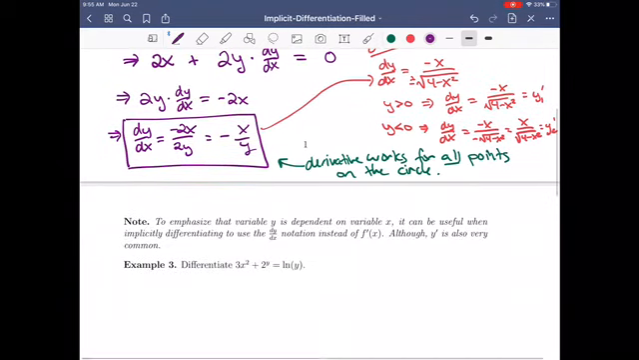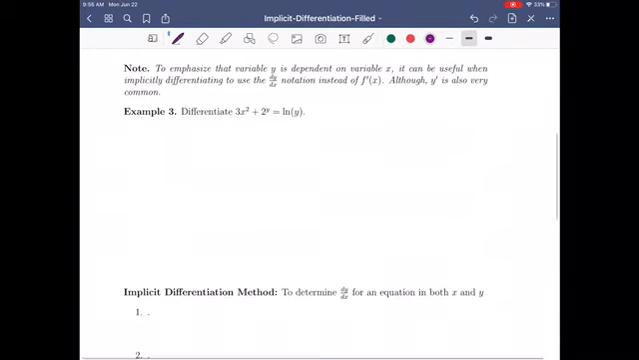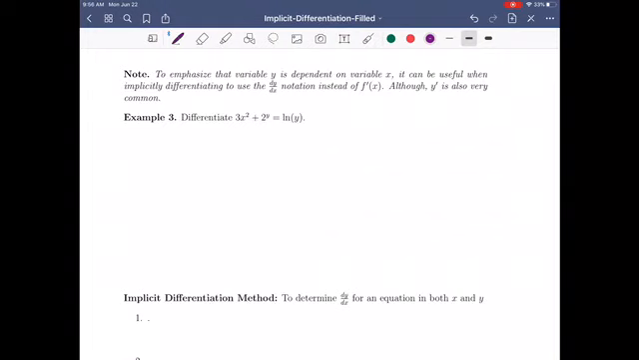When we're doing this, to emphasize that y is dependent on x, that's where we usually use the dy by dx notation instead of the f prime of x.